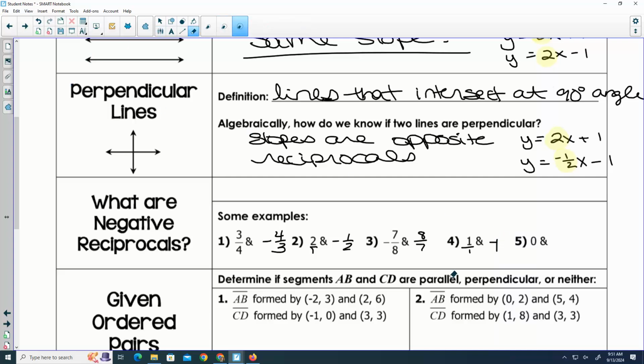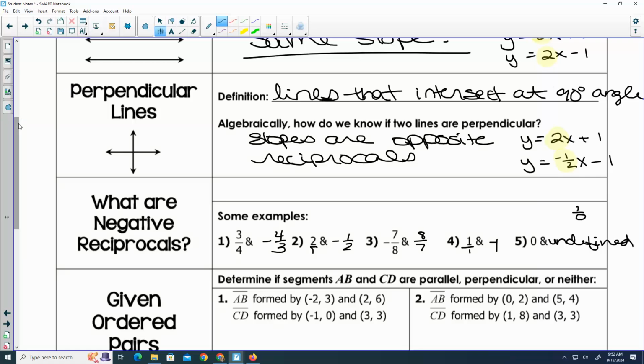Last one's kind of tricky. If you have 0, is there such a thing as a negative 0? No. Okay, if you flip it, this is like 0 over 1. Can we do 1 over 0? What does that become? What happens when you have 0 on the bottom? Undefined. So 0 and undefined. Or if you think about it, if you have a perfect horizontal line, that's a slope of 0. So perpendicular would be a vertical line where the slope is undefined.